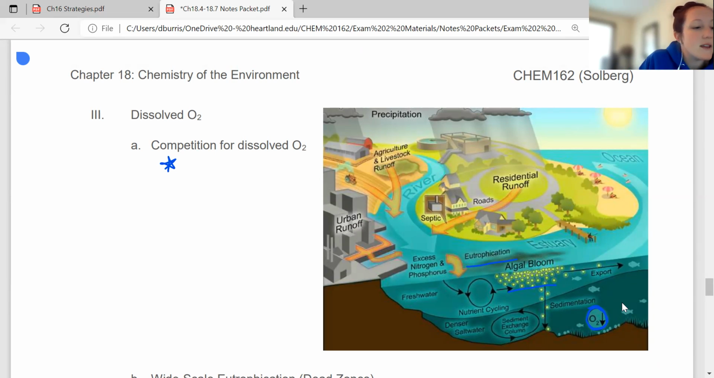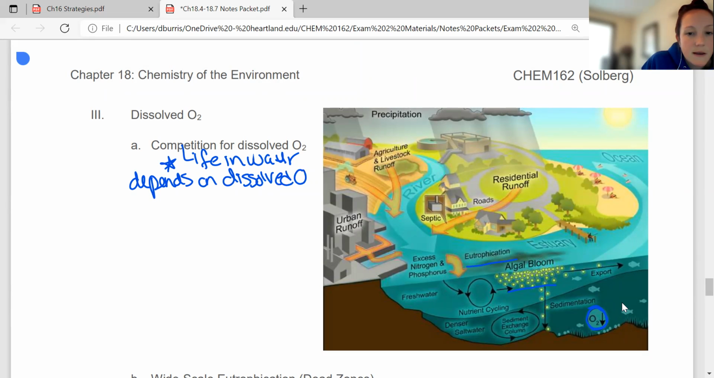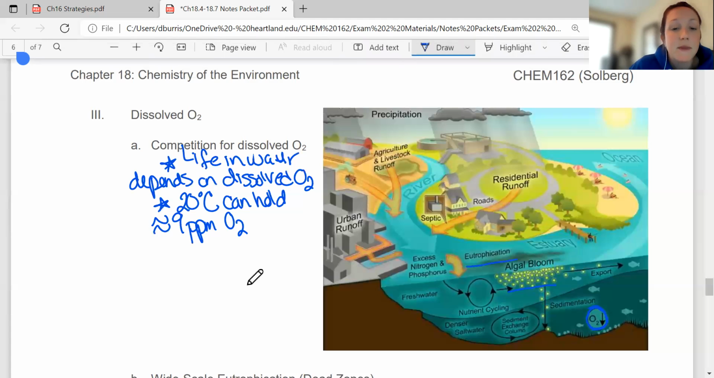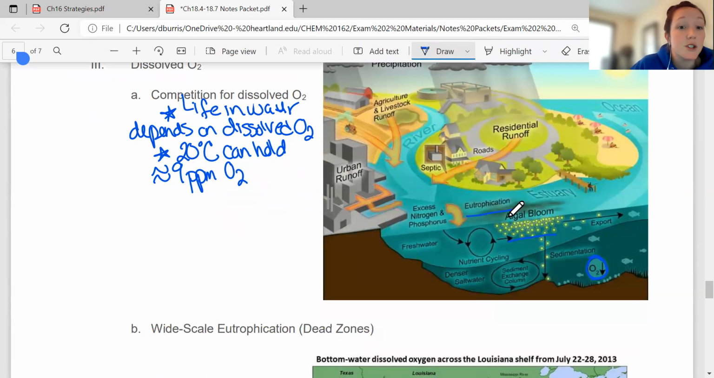What we need is, of course, dissolved oxygen, because there are animals that live in the ocean, and they need oxygen as well. So life in the water depends on dissolved O2. Water at 20 degrees Celsius, which is a pretty typical temperature, can hold about 9 parts per million of oxygen. That's not a lot, but it is enough to sustain life.